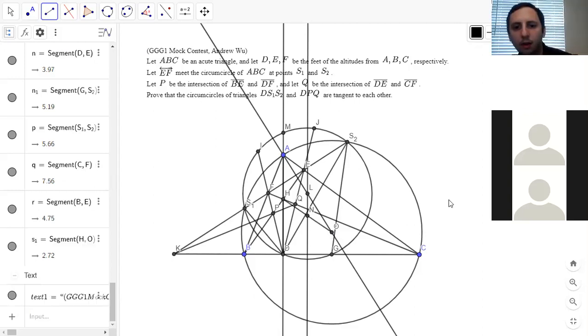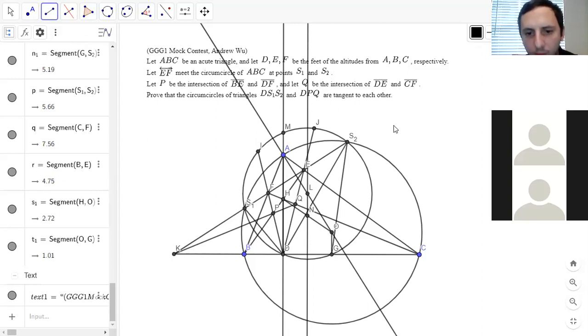And so LN will be half of AH, and that half of AH is OG. Because angle MDG is 90 degrees, GM is the diameter. So L will be the midpoint of GM. Interesting. But L is the midpoint of AO.